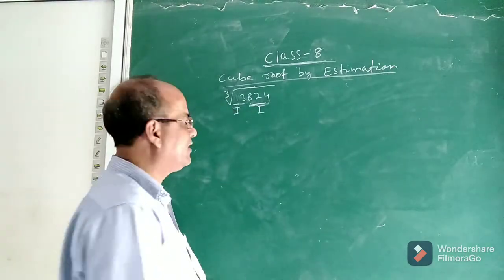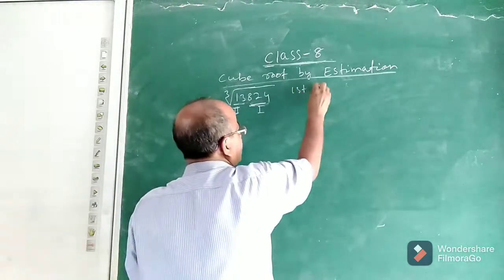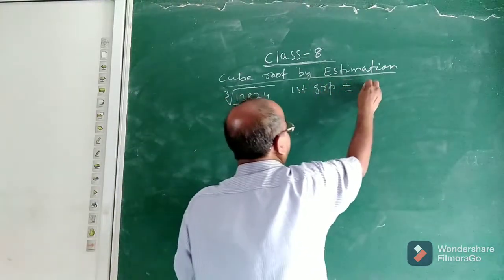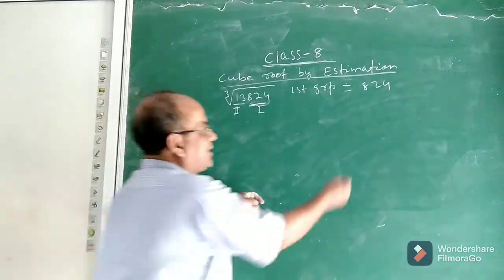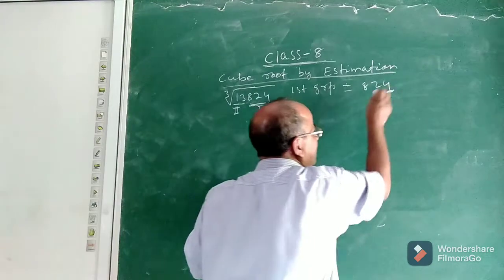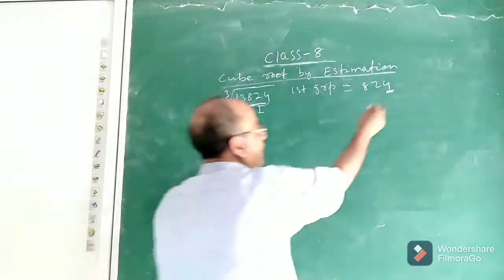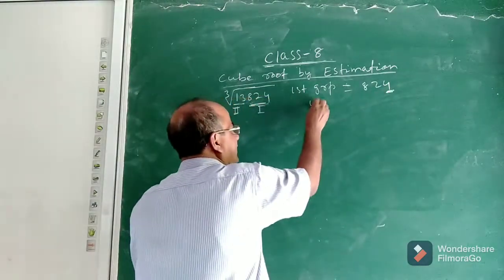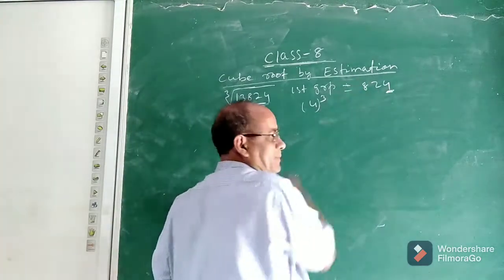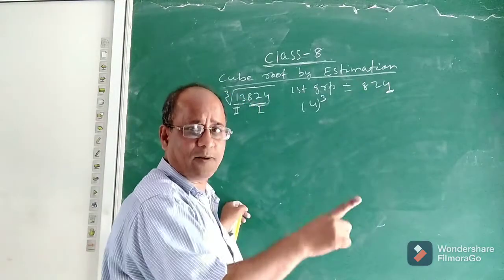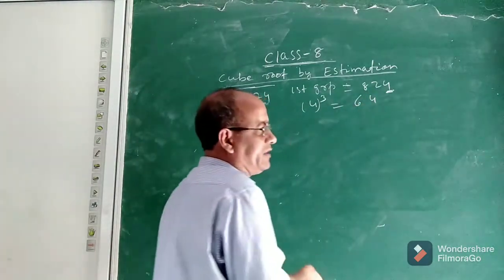Now what is the second step? Look at the first group. The first group is 824. What is the ones place? Underline the ones place of the first group. It is 4. Now whatever is the ones place, you take the cube of it. Take the cube of the ones place of the first group. What will be the answer? It is 64.